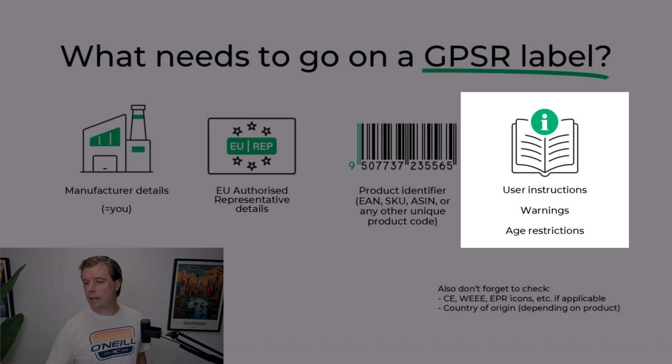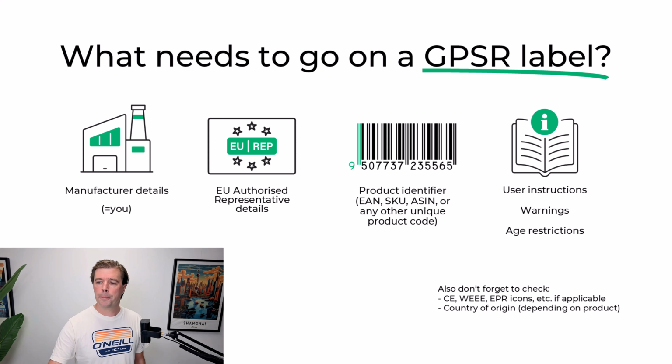And next, add any user instructions, warnings, age restrictions. The warnings come from your internal risk analysis, and the internal risk analysis is in your technical file. I will explain a little bit more about this in the next video. Just make sure you don't put any random warnings on the label. They need to make sense.